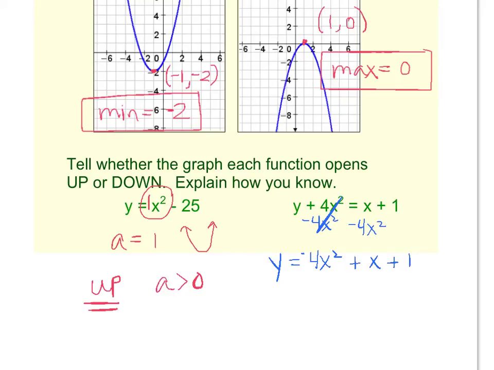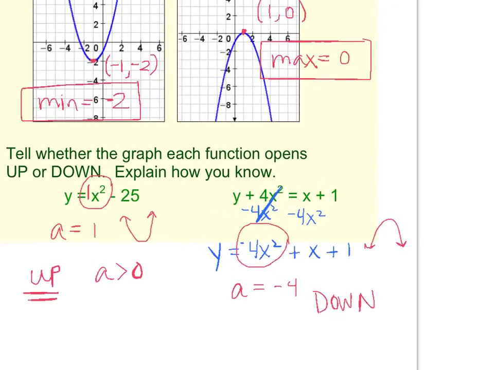And again, to tell whether the graph opens up or down, we look at the a value, so that's the number in front of the x squared. In this case, our a value is -4, and because that a value is negative, this graph is going to open down. It's going to look something like this. So the graph opens down, and how do we know? Well, we know that because our a value is less than 0. It's negative.